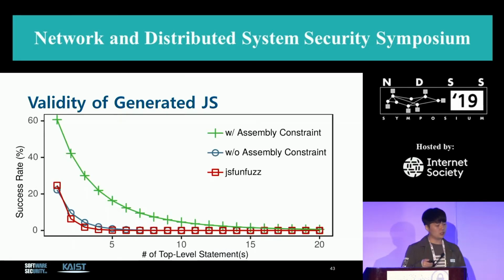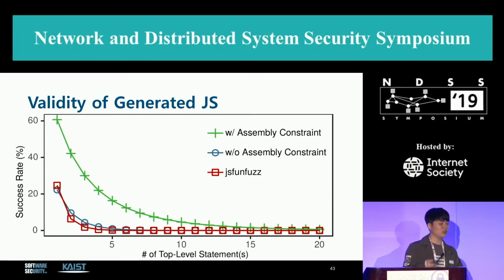The green line indicates the result of normal CodeAlchemist, and the blue line indicates the result without assembly constraints. In other words, the blue line is semantics-unaware, and the red line is for jsfunfuzz. As you can see here, the green line is always higher than the blue and red lines, and this result highlights that semantics-aware assembly is effective in terms of generating semantically valid test cases.